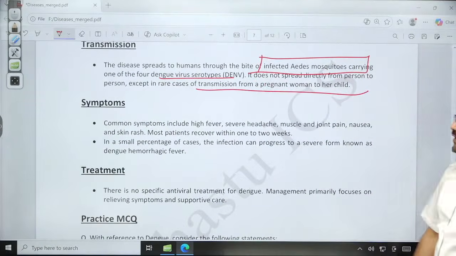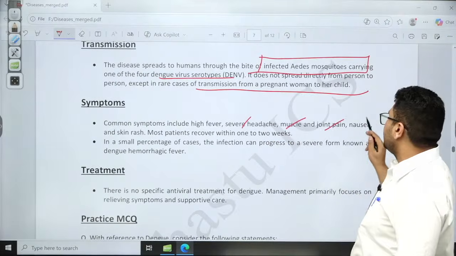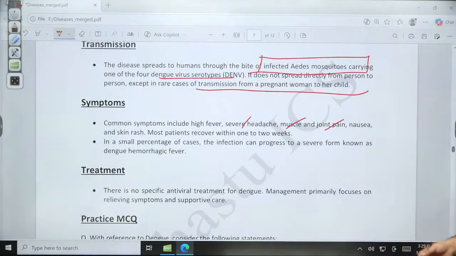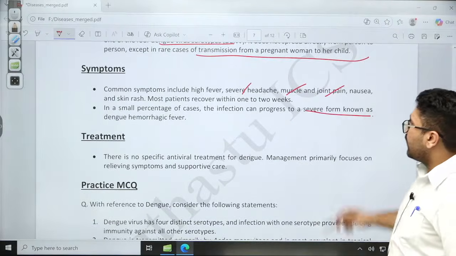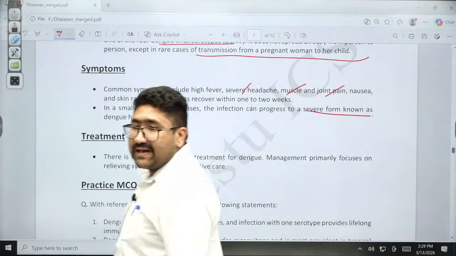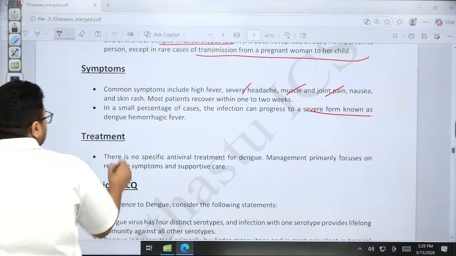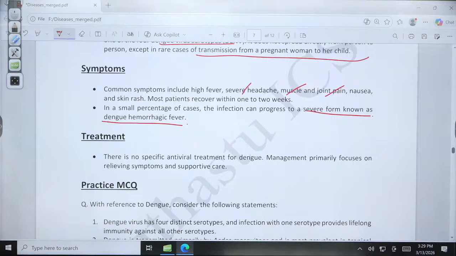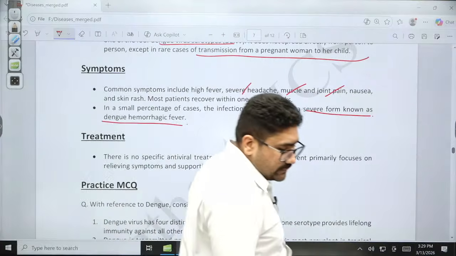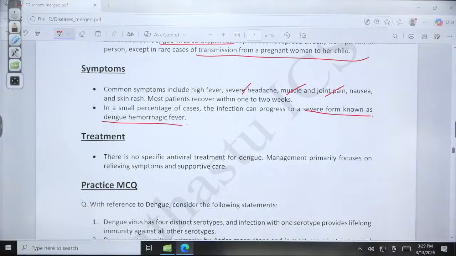सिम्टम क्या होता है? कॉमन सिम्टम्स हाई फीवर, हेडेक, मसल, जॉइंट पेन, नोशिया, ये सब कुछ होता है. That we have already understood. There is also a severe form if it remains neglected for a long period of time. It can result in causing dengue hemorrhagic fever. That means due to the dengue virus, the virus will attack and it will cause what? So it will cause clotting of blood inside the brain.